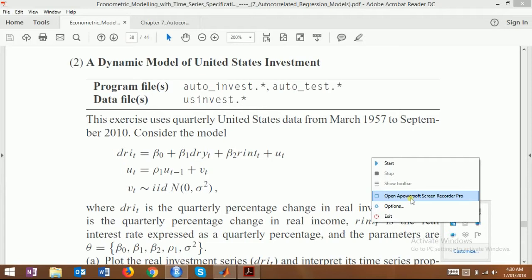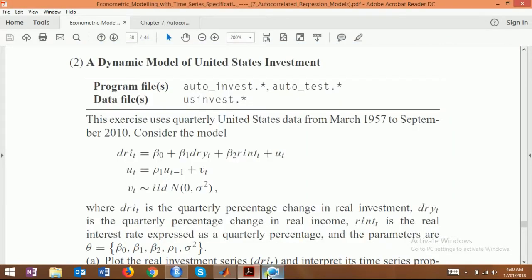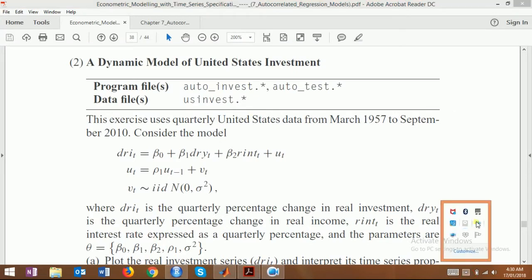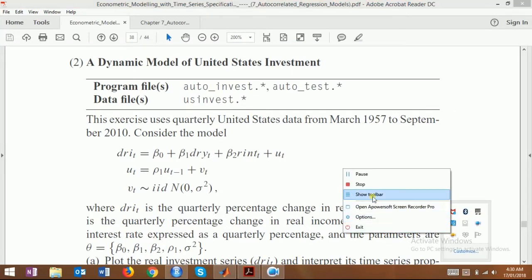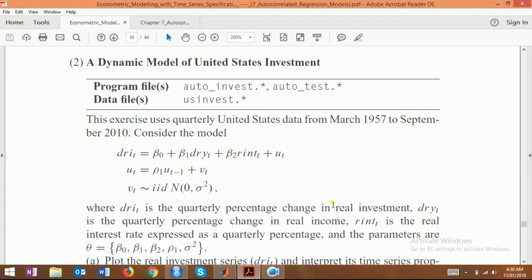No, I'm not looking for this one. Yep. Let me just quickly go through. Show toolbar. All right.